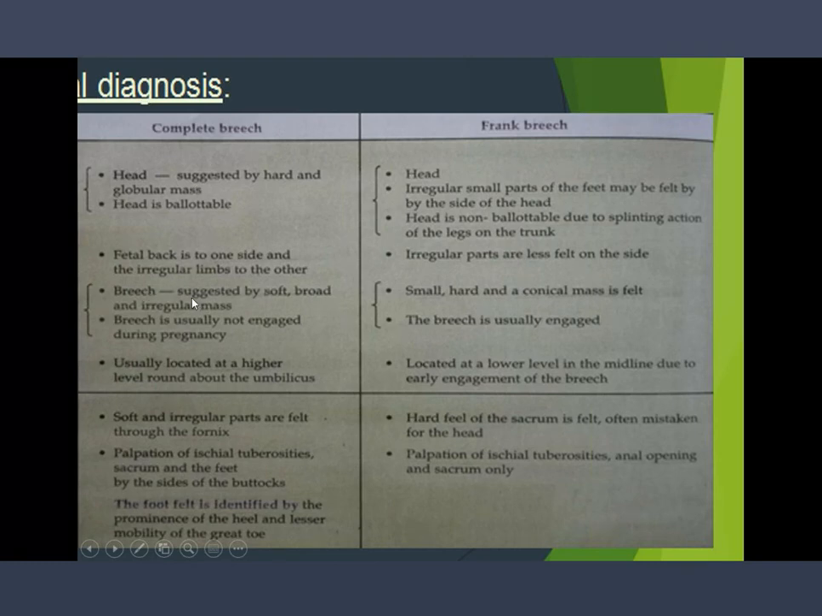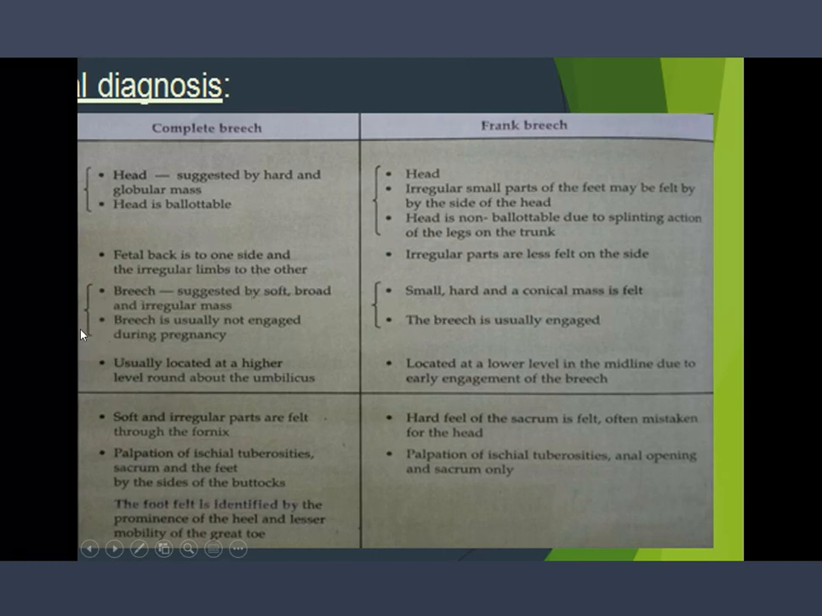Next is the umbilical grip. In complete breech, the fetal back will be felt on one side and limbs on the other side. Whereas in frank breech, irregular parts are less felt on this side, but the back is felt on one side.